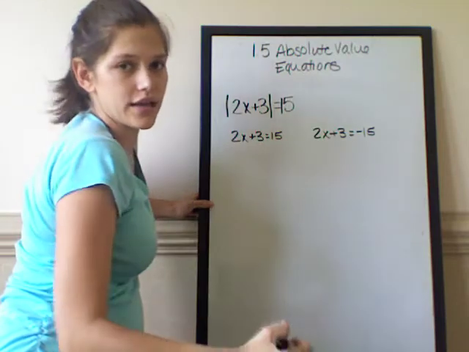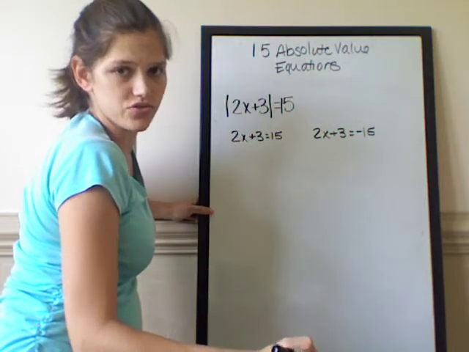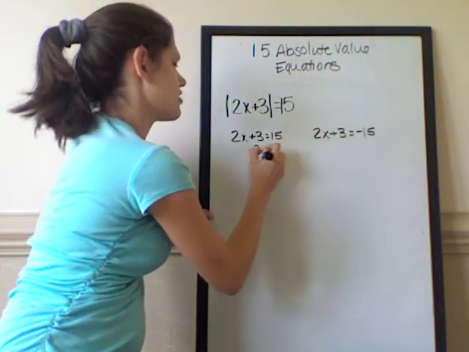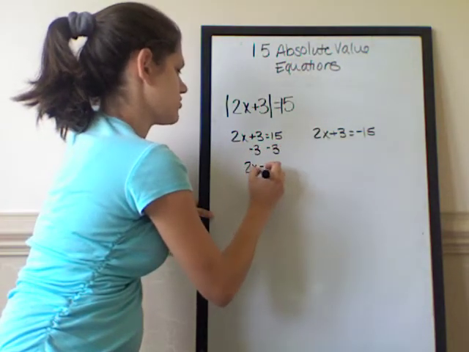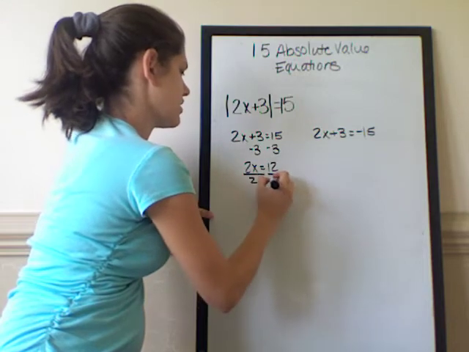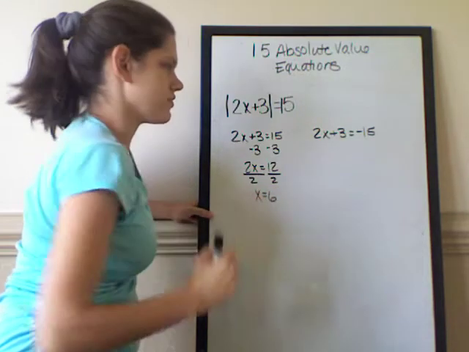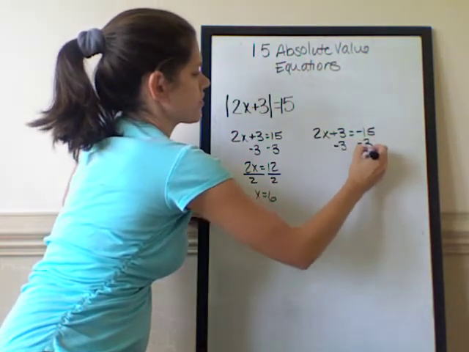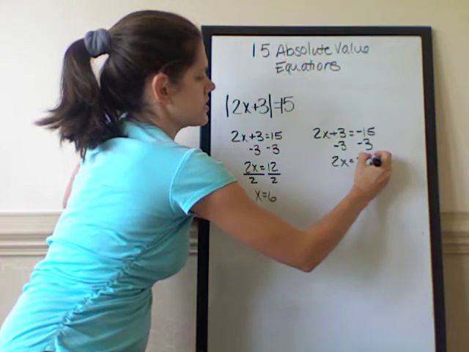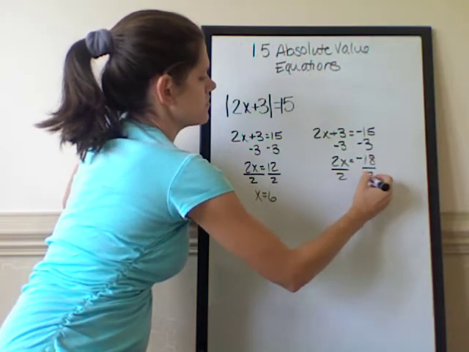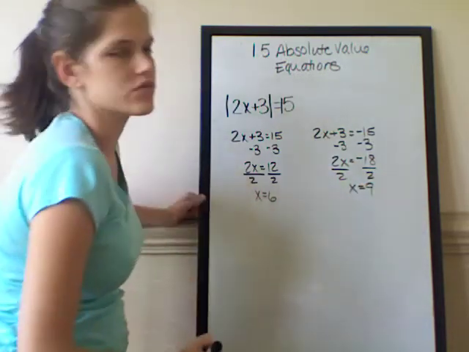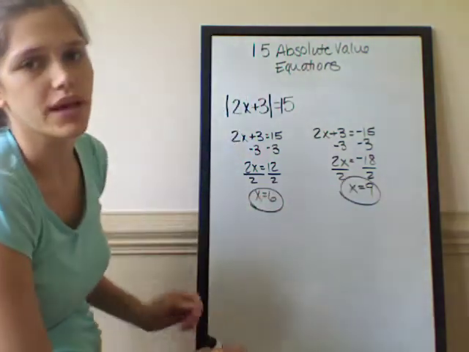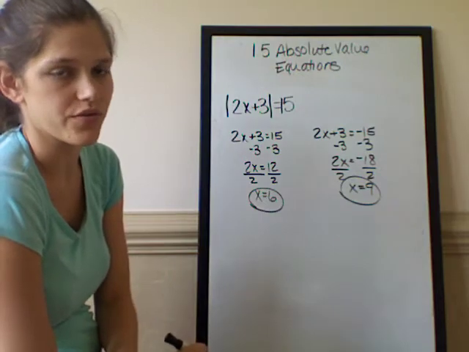Alright, that next step says to solve these equations, just like you do in Algebra 1, and you'll get two answers. So I'm going to subtract 3. That'll give me 2x equals 12. And divided by 2, x equals 6. Same thing with the second equation. I'm going to subtract 3 to get 2x equals negative 18, and dividing by 2, x equals negative 9. So I now have two answers to my absolute value equation.